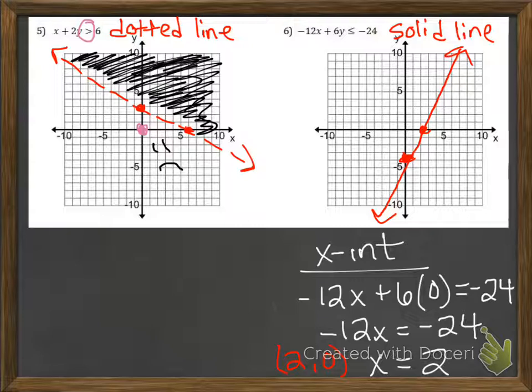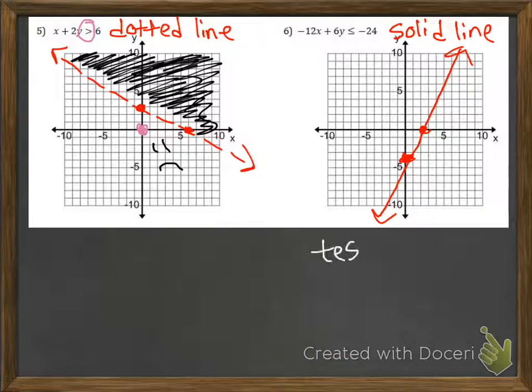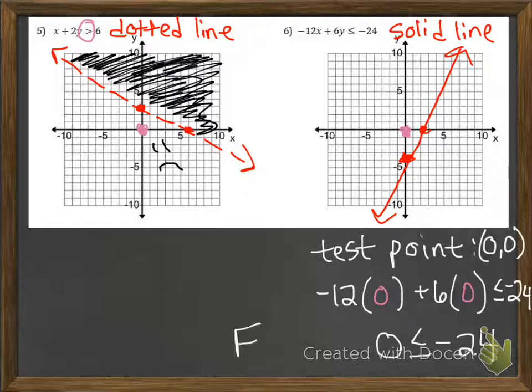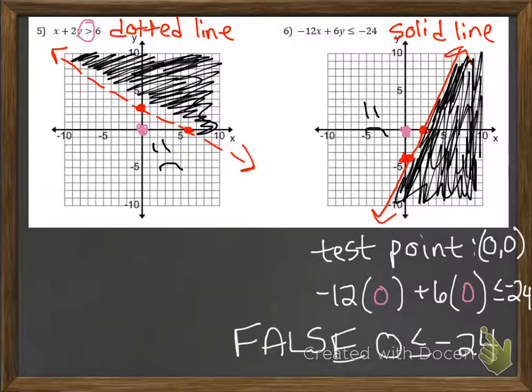And again, we need to figure out which side of the line is the correct side to shade. And so we'll use a test point for that. Again, I'm going to use 0, 0. It's a pretty easy point to plug in. So I put in 0 for x and 0 for y. And now I have a statement that reads 0 is less than or equal to negative 24. This is false, so I'm not going to shade the side that has 0, 0. I'm going to shade the other side.